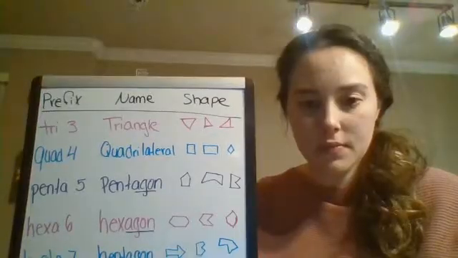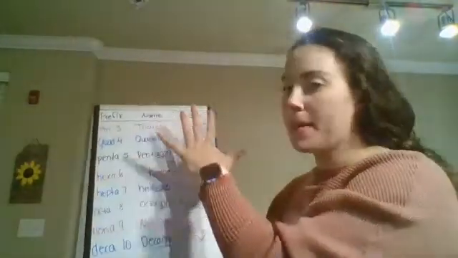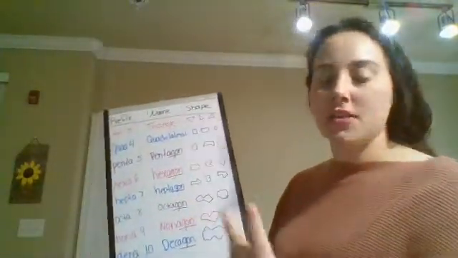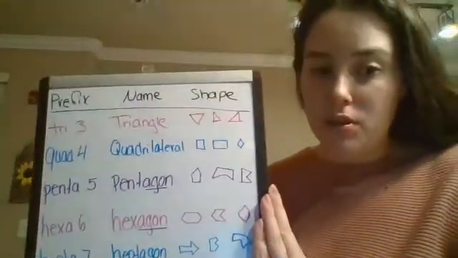All right, so at this time, I am going to pause my video so I can erase my whiteboard and write something else on there for the next part of our lesson, okay? All right, so now that we're back, I have put on my whiteboard different prefixes, different names of polygons, and examples of what they would look like. So let's take a closer look.